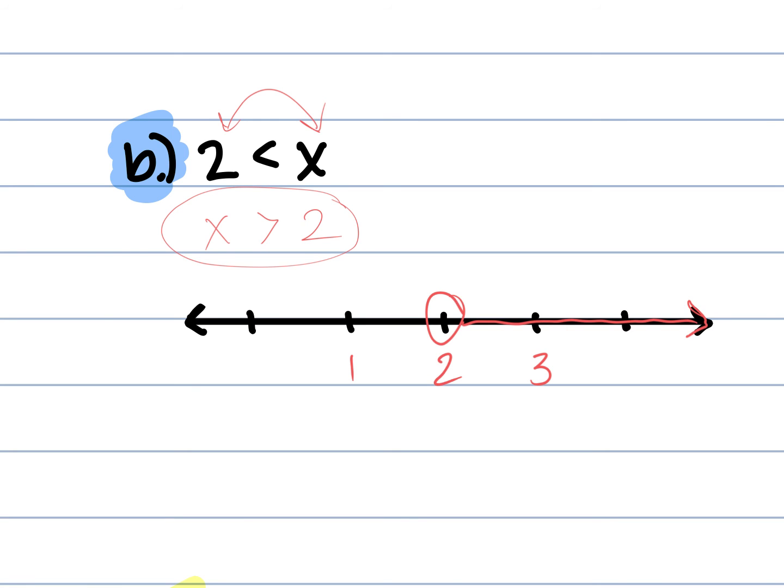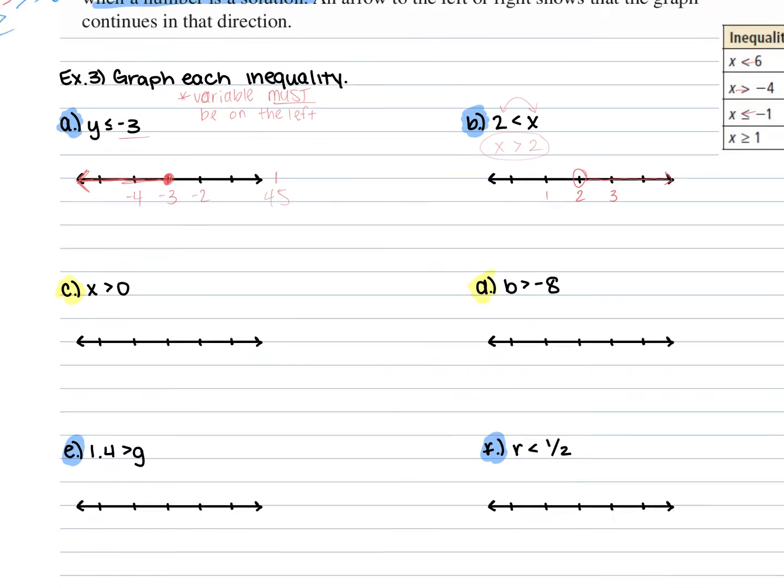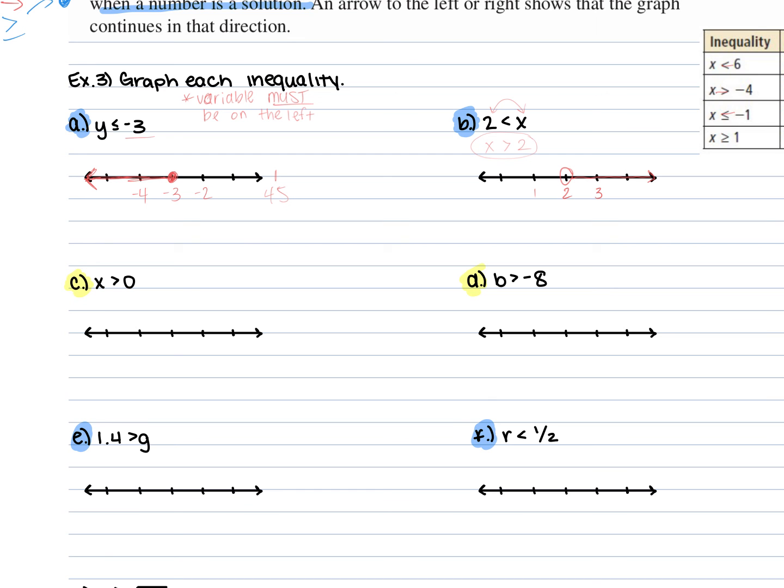Guys, I have a question for you. If we left it like this, which way would this tell us to shade? To the left. Is that correct? No. Do you see how having the variable on the left makes a big difference? Make sure you're doing it. Do the next 4 problems. Go. All those highlighted ones. Do them. C, D, E, and F.